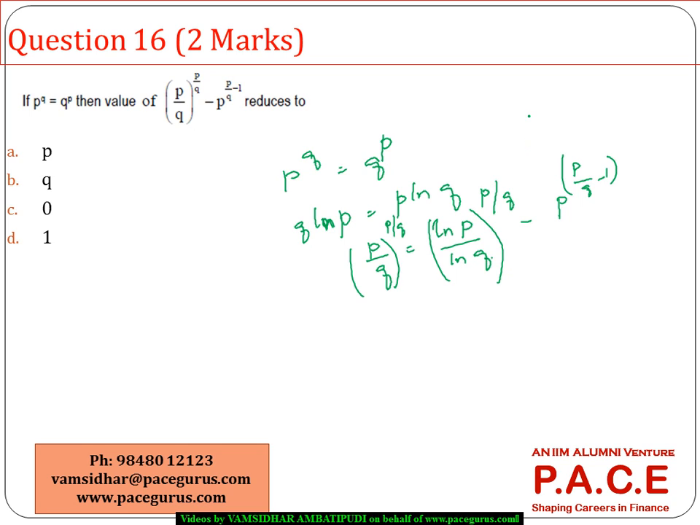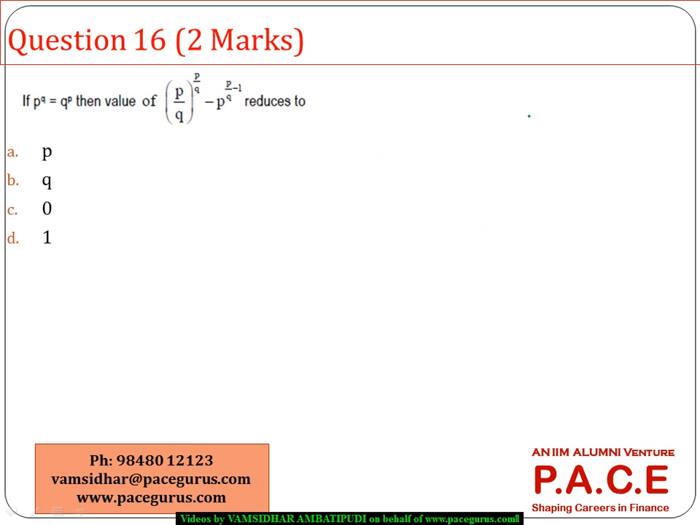Or probably let's look at it like this. p power q is equal to q power p. So either we can take some example and try it out, or I could look at it as, if I take both of them to the power 1 by q, what is becoming p equal to q power p by q, right? So p equal to q power p by q.